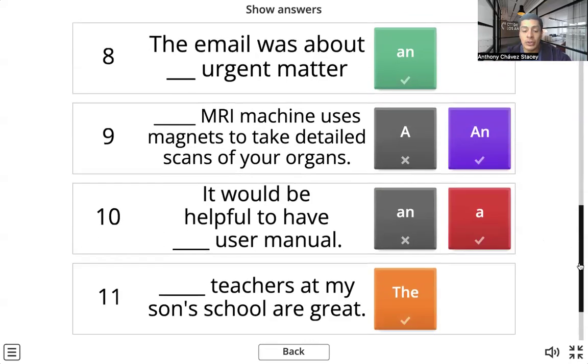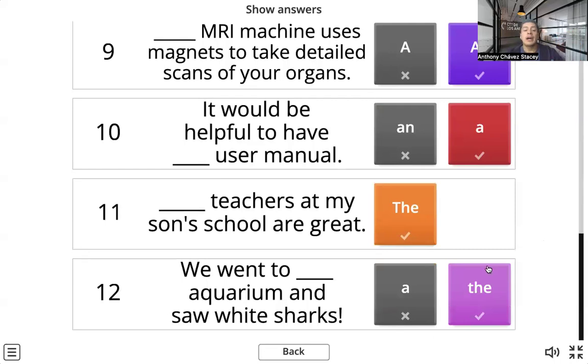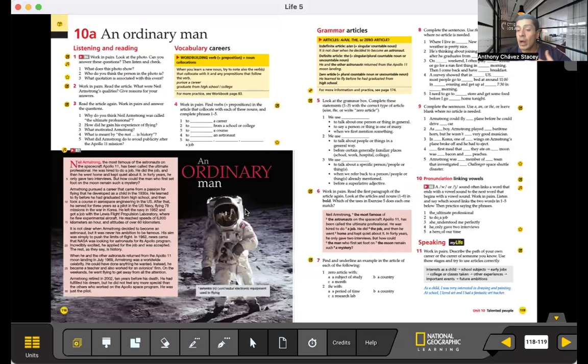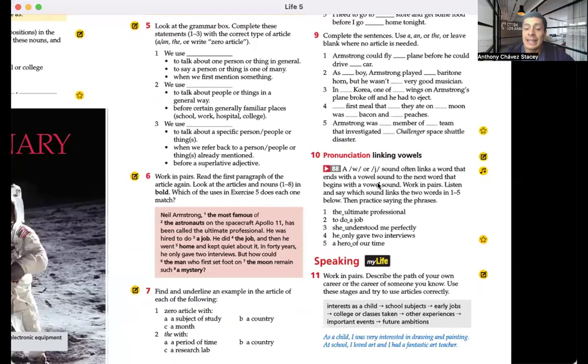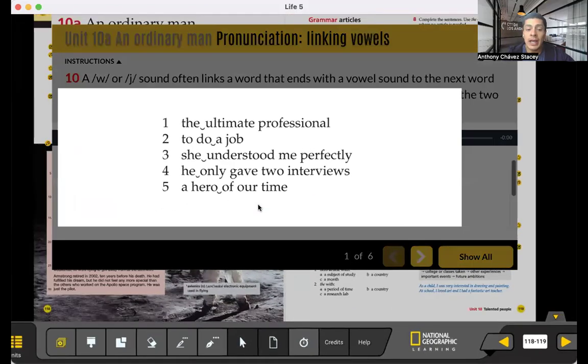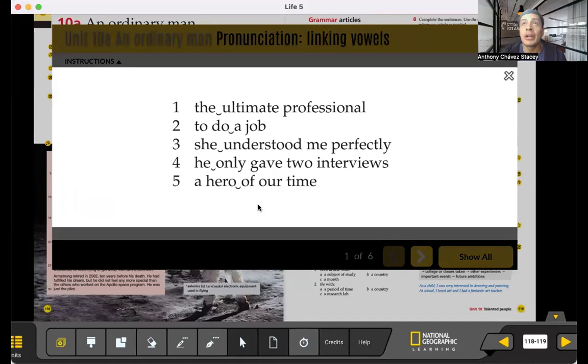And finally, we have the last two. The teachers at my son's school are great. We went to the aquarium and saw white sharks. That was good. Now we start the following part, which is going to be some intonation, guys. We have practiced some grammar review so far, but right now, let's link some vowels. We have covered this section. I think that we have pronounced these words sometimes incorrectly, but let's learn today the correct way of pronouncing.